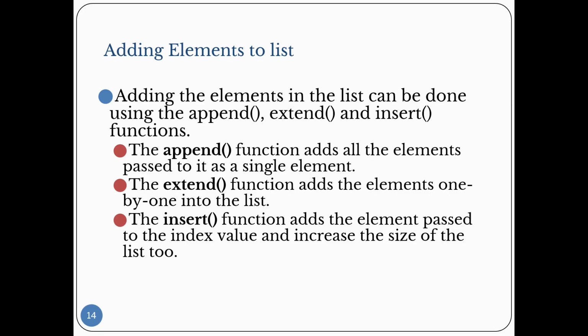So now let's see the different functions which are available with the list objects to add elements into a list. So the functions are append, extend, and insert. Append function will add elements from the end of the list. If you pass a list as an argument to append function, that whole list will be added as a single element using append function.